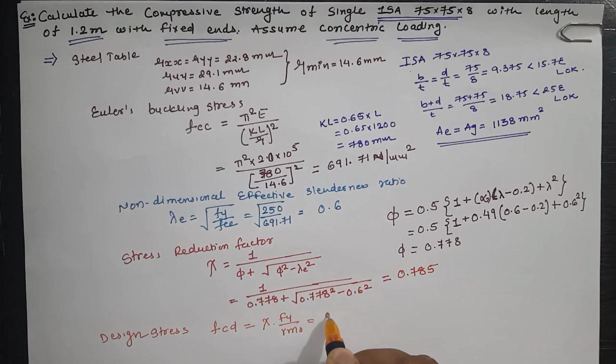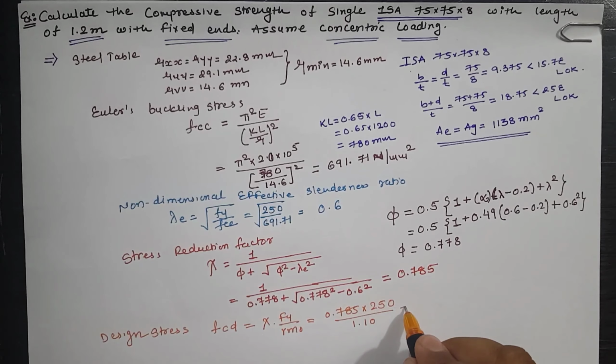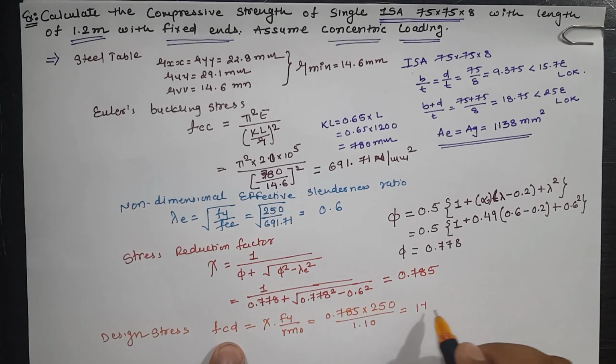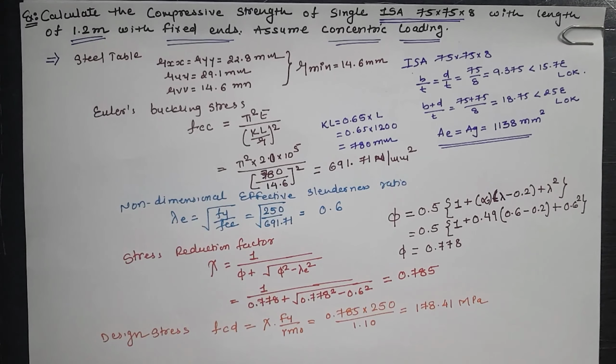Now chi is 0.785 into Fy, which is generally taken as 250, divided by gamma m0 1.10, the partial safety factor from table number 5. Now calculating the value, we will have FCD equal to 178.41 megapascal or Newton per mm square.